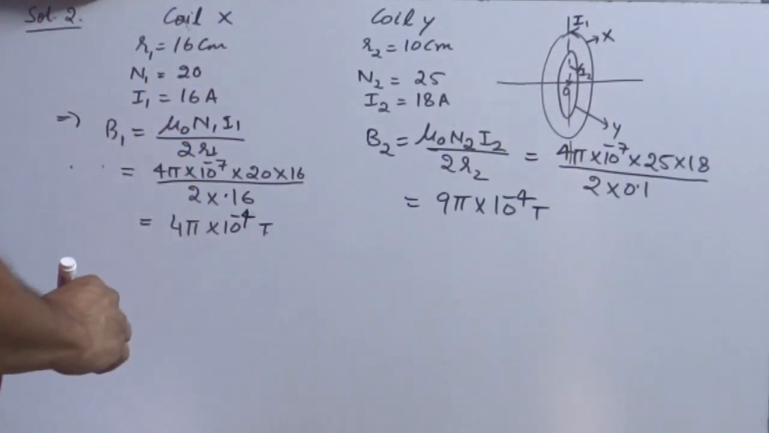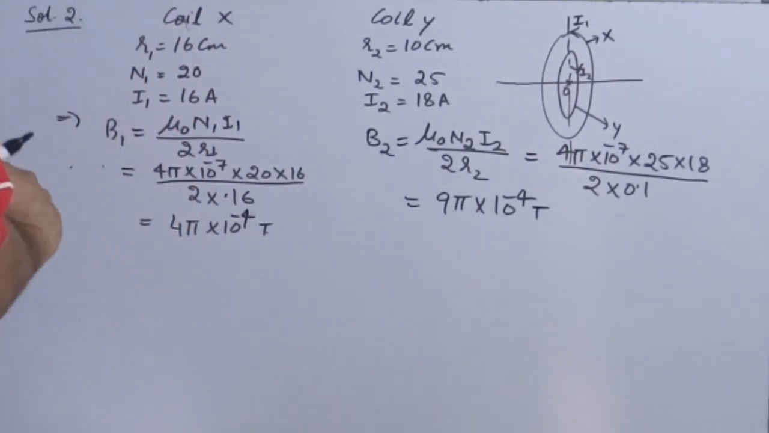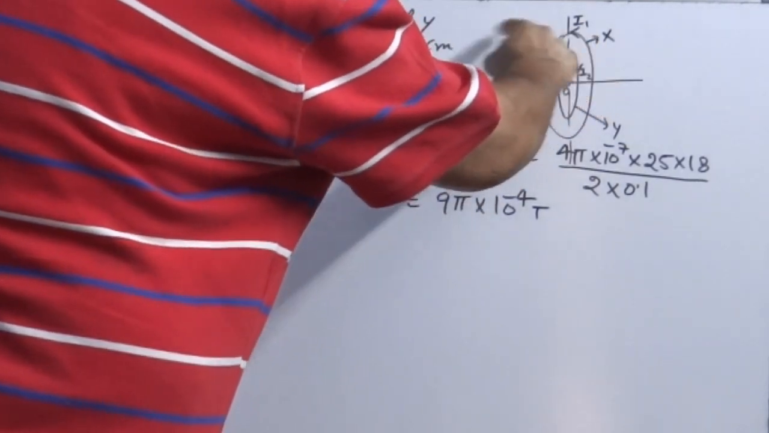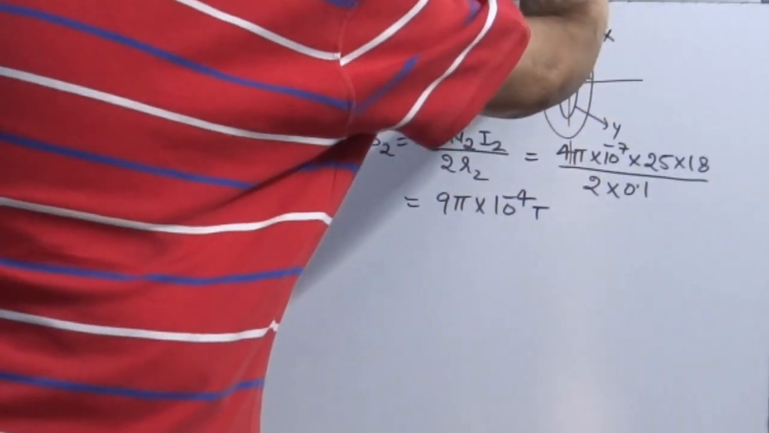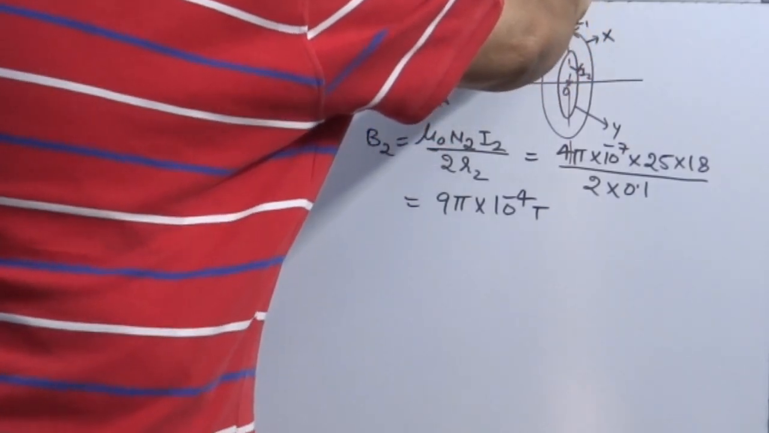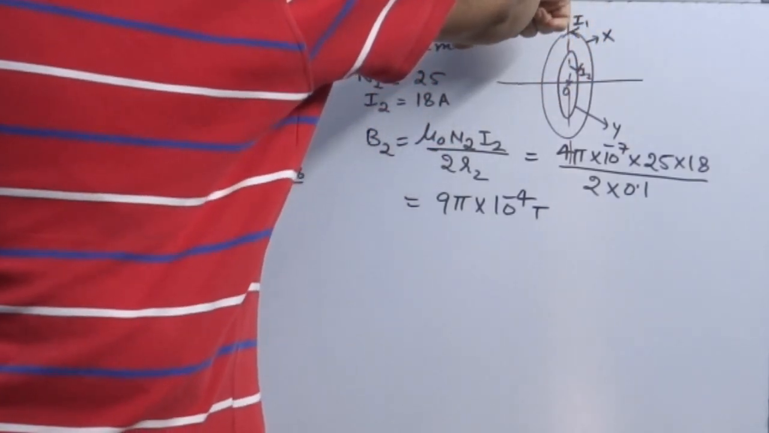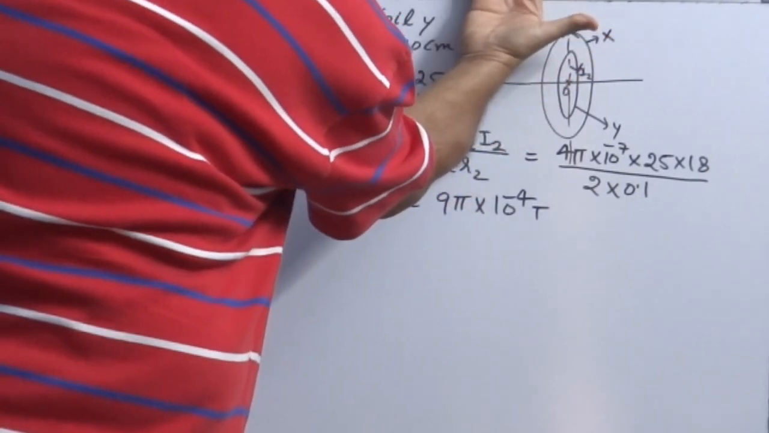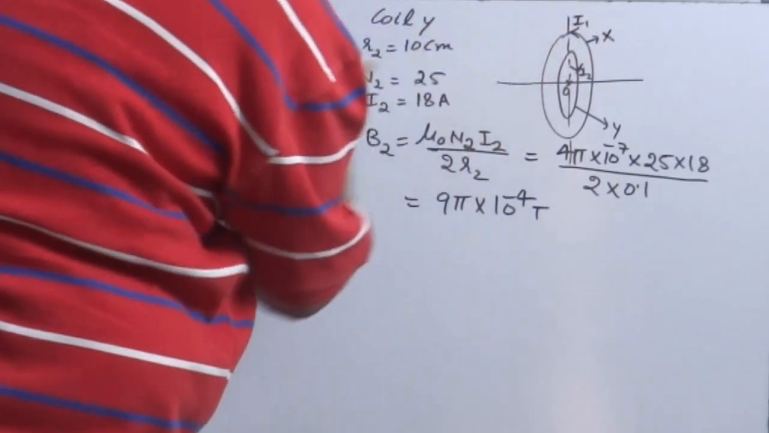Now, when we look at the direction of magnetic field, because this coil X is carrying current this way, keeping thumb in the direction of current and tilt your finger, at center it comes up. This is current clockwise, so keep your thumb in the direction of current, it is going inward.